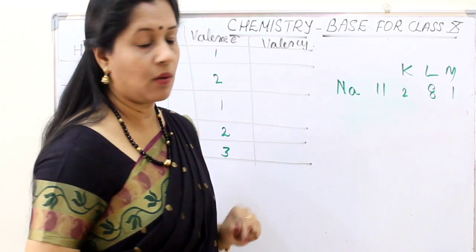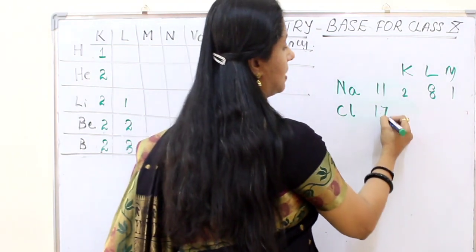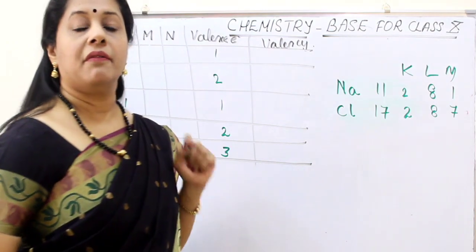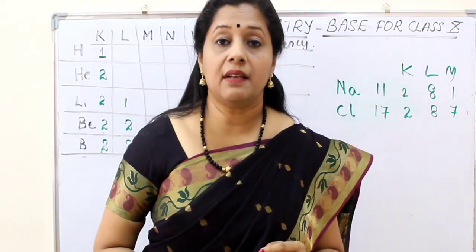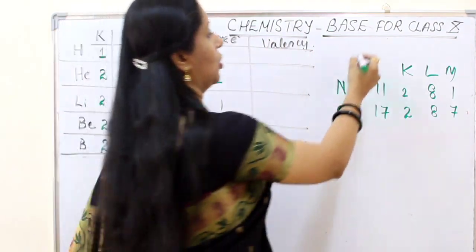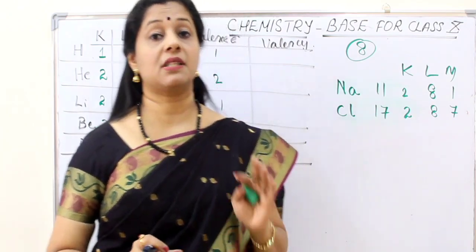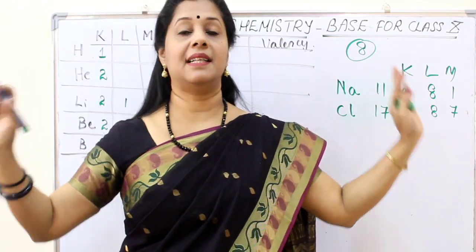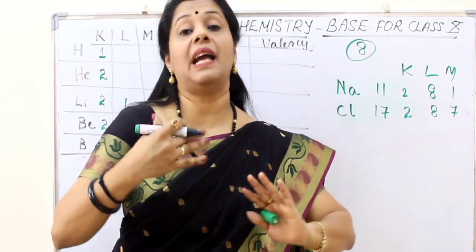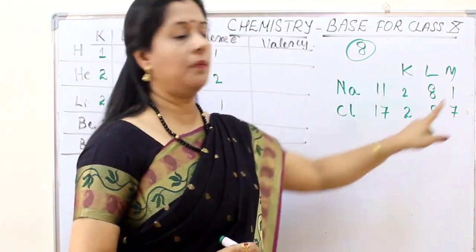So the outermost is 1. At the same time there is chlorine. Chlorine's atomic number is 17. So first 2, then 8, then 7. Any atom is striving or struggling to make the outermost electrons, or the valence electrons, 8. 8 is the magic number, we call it the noble gas configuration. If the outermost electrons are 8, it means it is satisfied. It does not have to be involved in any reaction because it has got 8. So every atom is striving to get 8 electrons, that magic number. For sodium also, it's not 8.